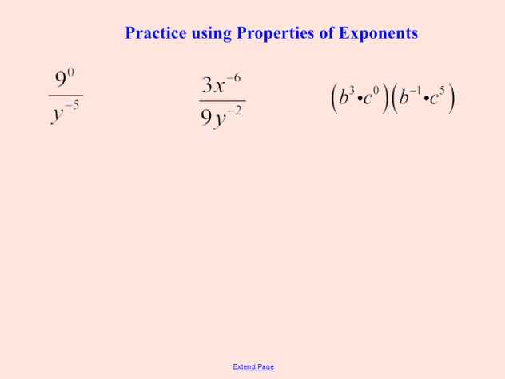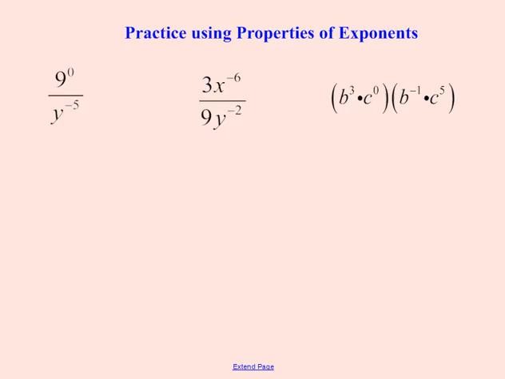All right, now that we've gone through the properties of exponents, let's put them to use in simplifying some of these algebra expressions. Let's start on the left here. 9 to the 0 power over y to the negative 5th. So there's no single process to go through in any of these problems.